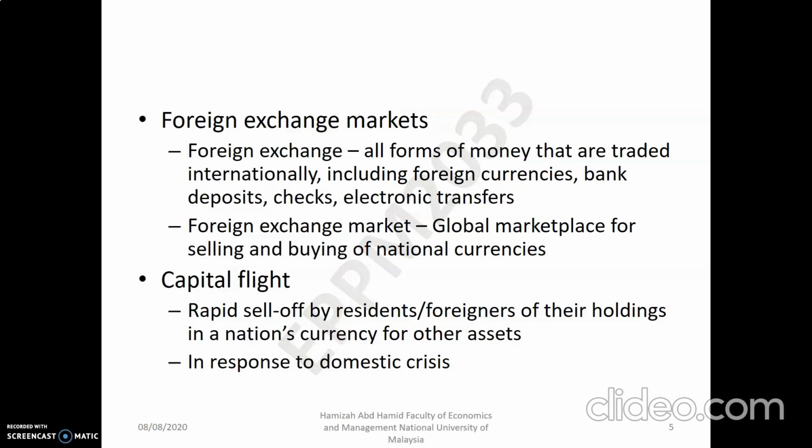Another term is foreign exchange market. Foreign exchange are all forms of currency that are traded internationally. These include foreign currencies, bank deposits, checks, and electronic transfers. Foreign exchange market, on the other hand, is the global marketplace for selling and buying of national currencies. Also, there is a term called capital flight. This is a rapid sell-off by residents or foreigners of their holdings in a nation's currency for other assets. This is in response to domestic crisis. I will give you an example of this later.